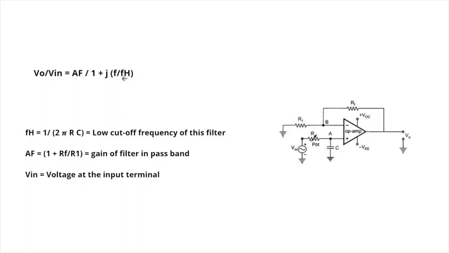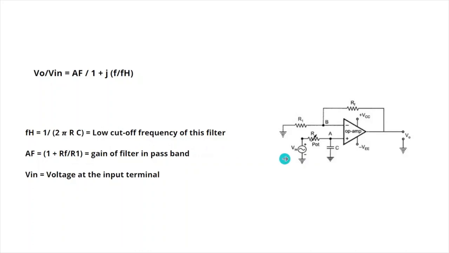is the lower cutoff frequency. So FL is equal to 1 by 2 pi RC, and that is equal to the low cutoff frequency of this filter. Here AF is given by 1 plus RF divided by R1, and that is nothing but the gain of the filter in the pass band.